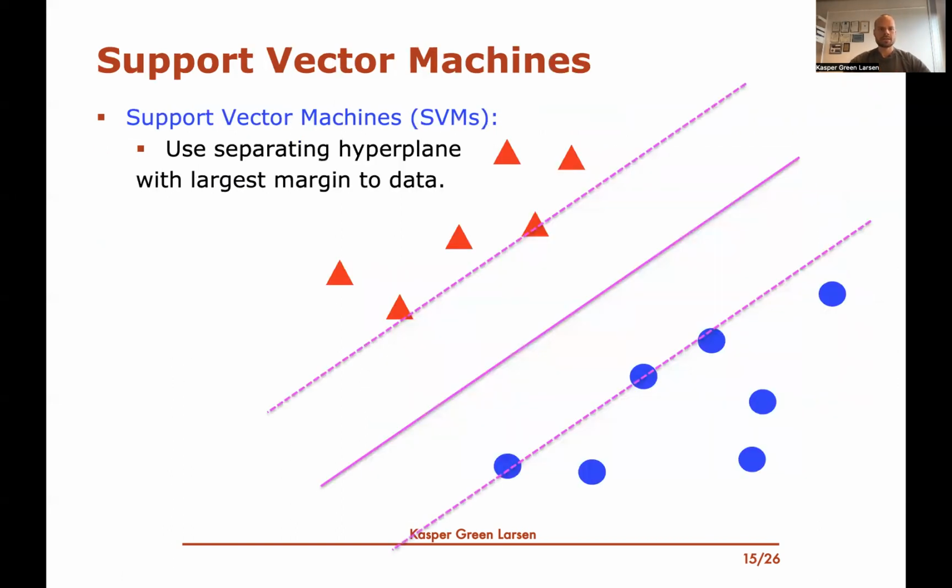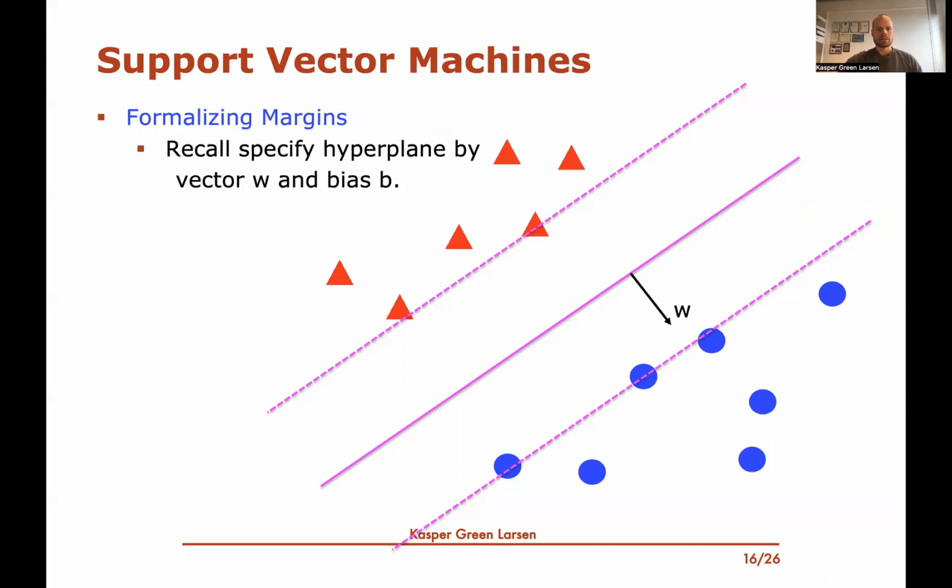So in support vector machines, basically what they do is find the hyperplane that has the largest margin to the training data. And of course, if the training data is not linearly separable, such a hyperplane doesn't even exist, right? There's no hyperplane that has any positive margin. So for now, we'll just start by assuming that our data is actually linearly separable, and we'll return to how we can deal with this later. Okay, so let's try to formalize what these margins are, this gap to the nearest point.